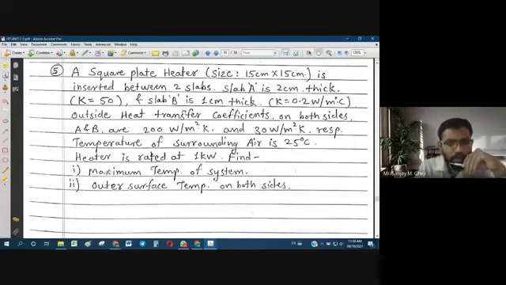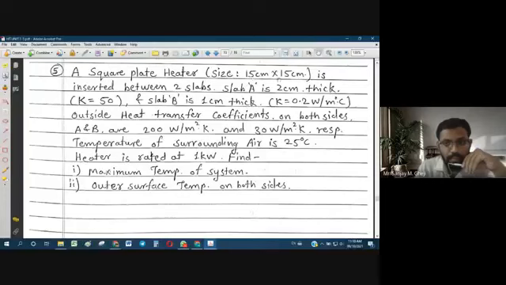You have to develop the equations in that way. It can be done only by proper understanding of the given situation or given physics. Now in this case, you see a square plate heater is given.